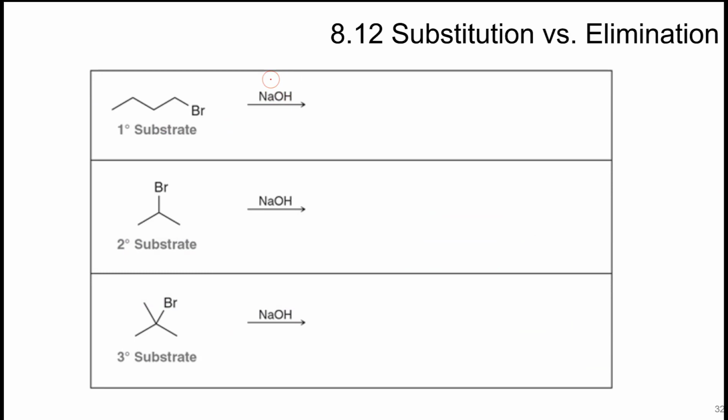Okay, so if we look at this first one, we have a primary substrate. Sodium hydroxide is a strong base and strong nucleophile. This is primary, so we're going to get a mixture of E2 plus SN2. This is minor. This is the major.